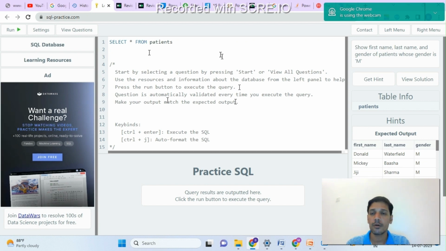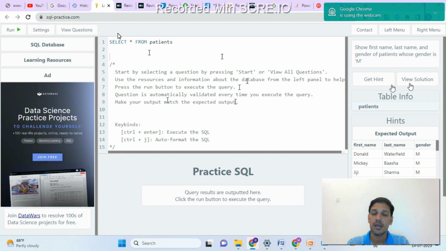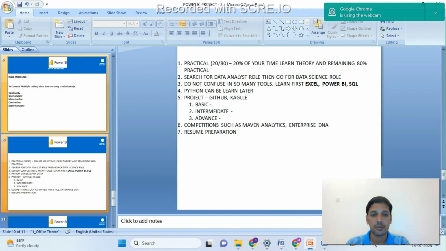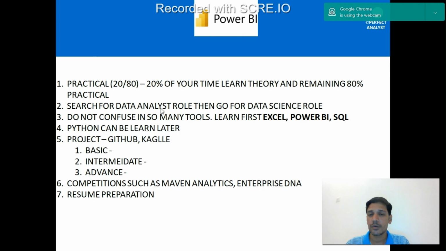If you're facing any difficulty, you can see the solutions, but initially you should try this type of tool. So this is sqlpractice.com. Similarly, there are resources for Power BI and for Excel. A lot of resources are there, so you can find them and learn yourself. So that's why I'm telling you, the first step is: 20% of your time should be for theory, and the remaining 80% is for practical.